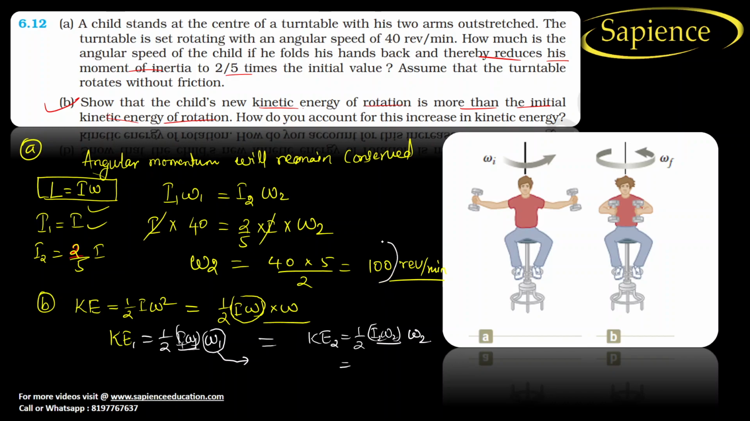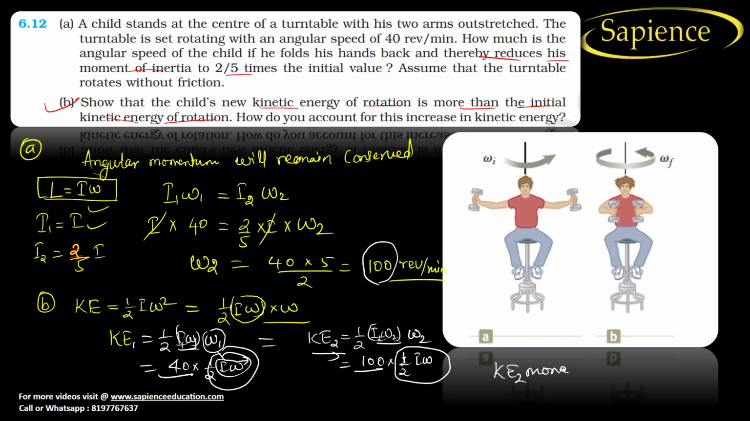So initially the value of omega 1 was 40, so this is 40 into half into I into omega. We can write I1 omega 1 as I omega only. The final kinetic energy, where omega 2 is 100, is equal to 100 into half into I into omega, because I2 omega 2 is equal to I1 omega 1, so I have put I omega only. So this part will remain constant, but what about this part? From here we can see that the second kinetic energy is more than kinetic energy 1. I hope you have understood this. We have shown that the final kinetic energy will increase, from 40 into half I omega initially to 100 into half I omega finally.